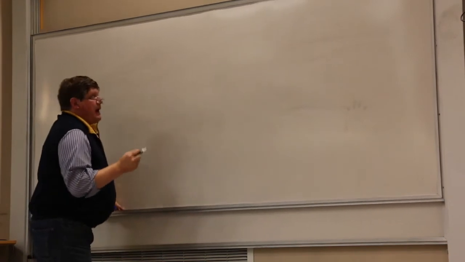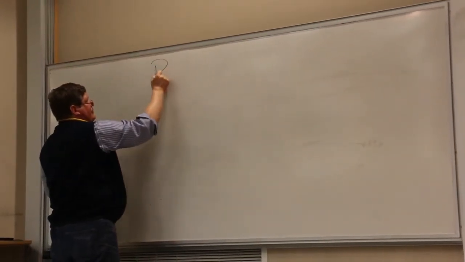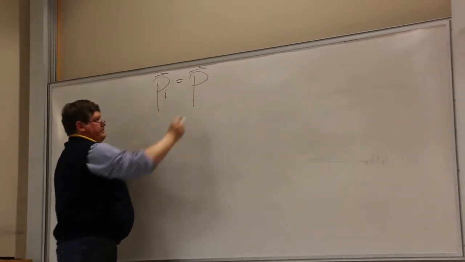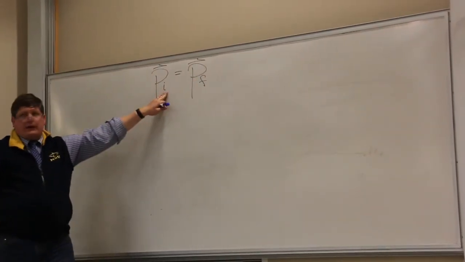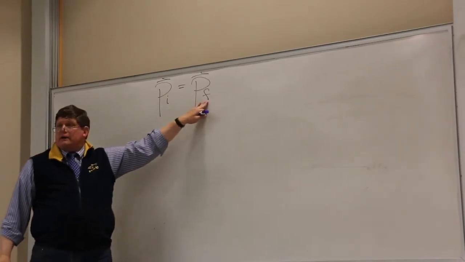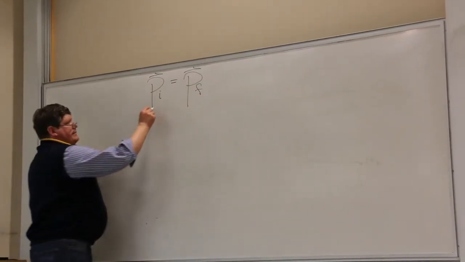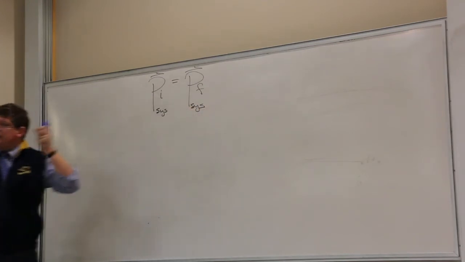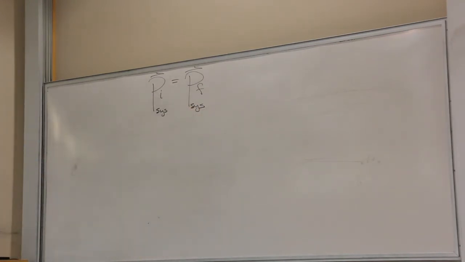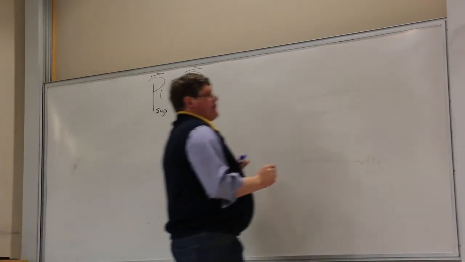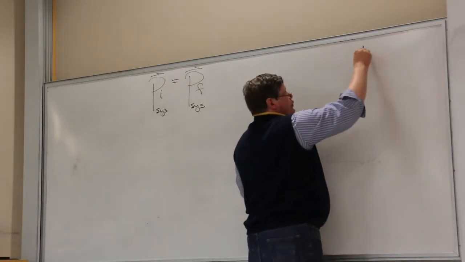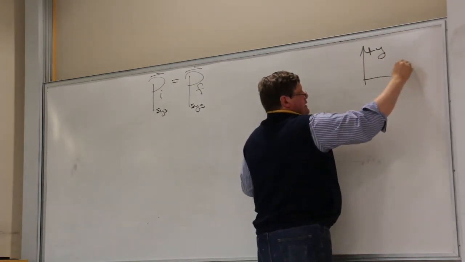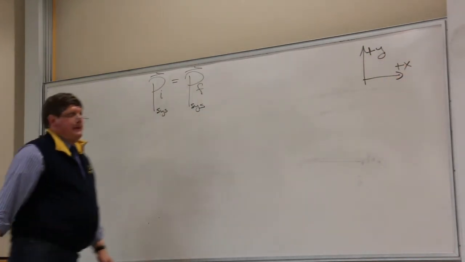So I solved this by saying P initial equals P final. And by initial I mean right before the collision, by final I mean right after, and by P I mean the P of the system, the system containing both the Volvo and the truck. It's a vector equation, so I'm going to need a coordinate system. We'll call this the positive y direction, this the positive x direction.